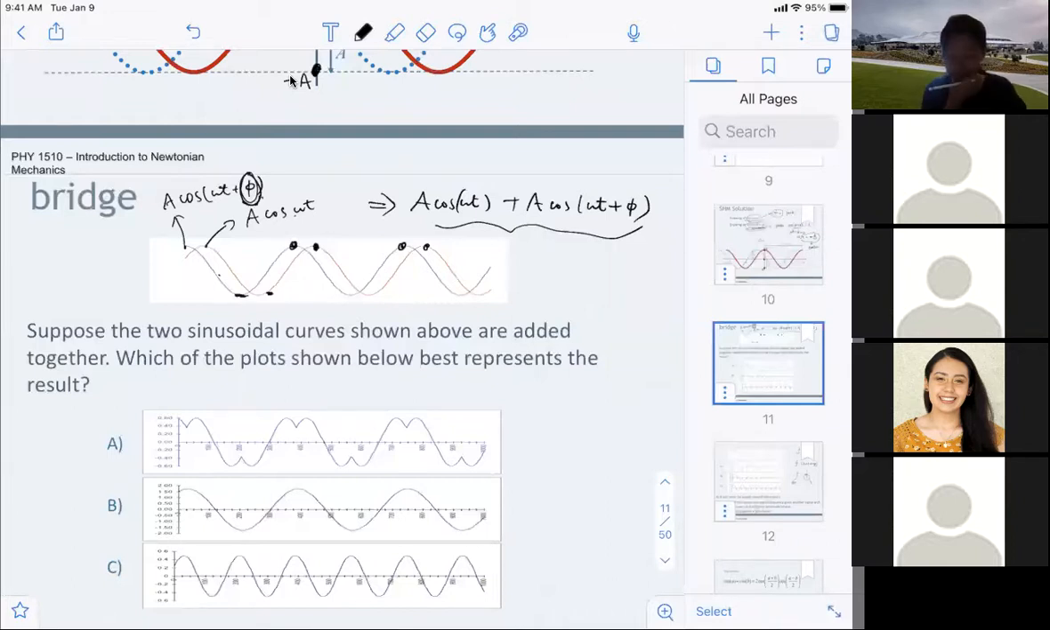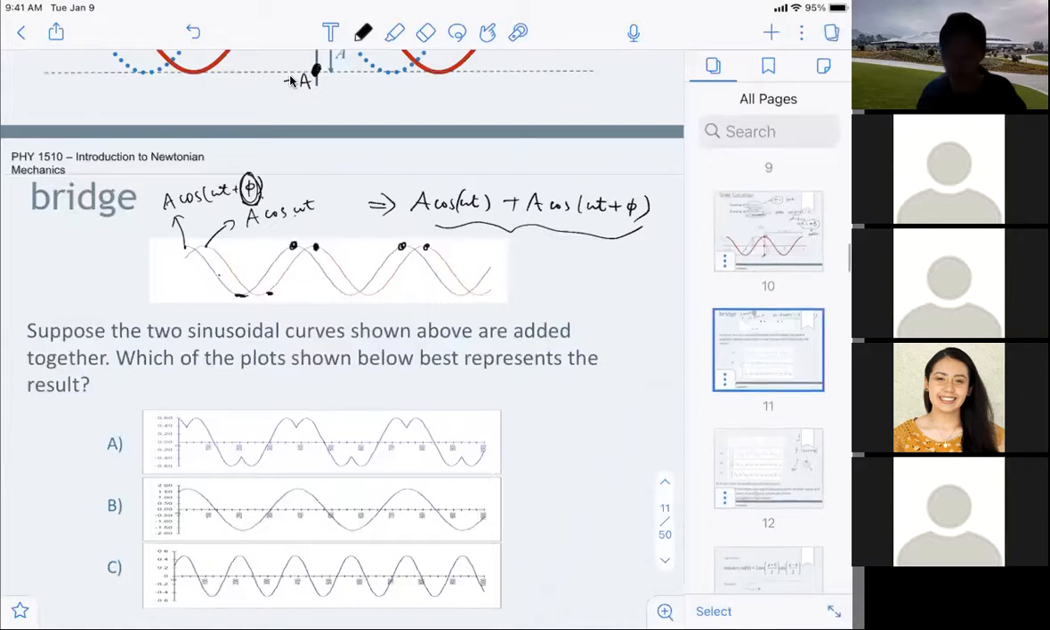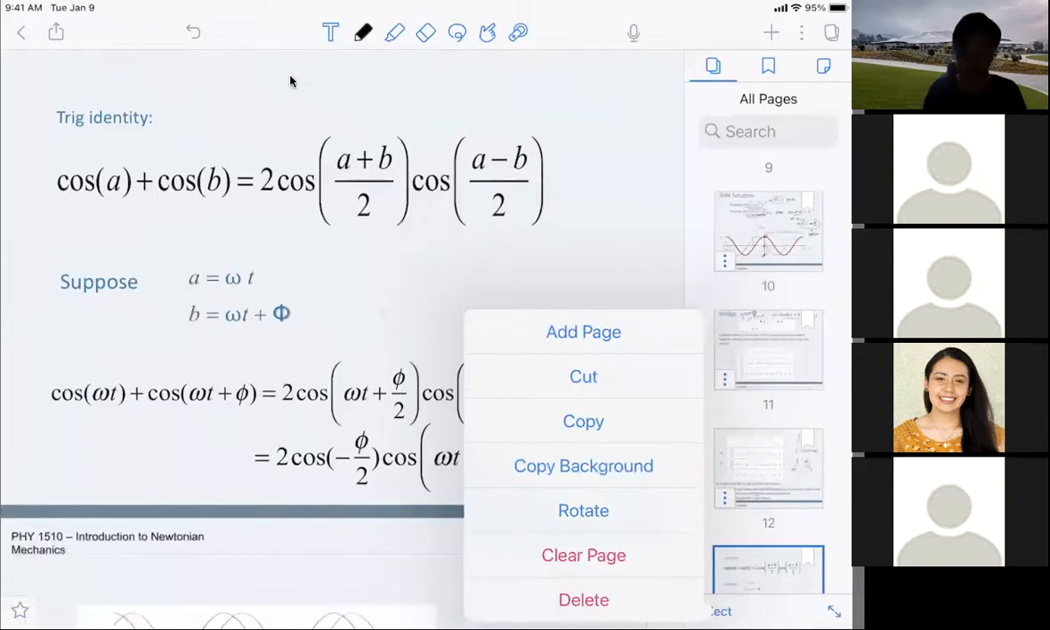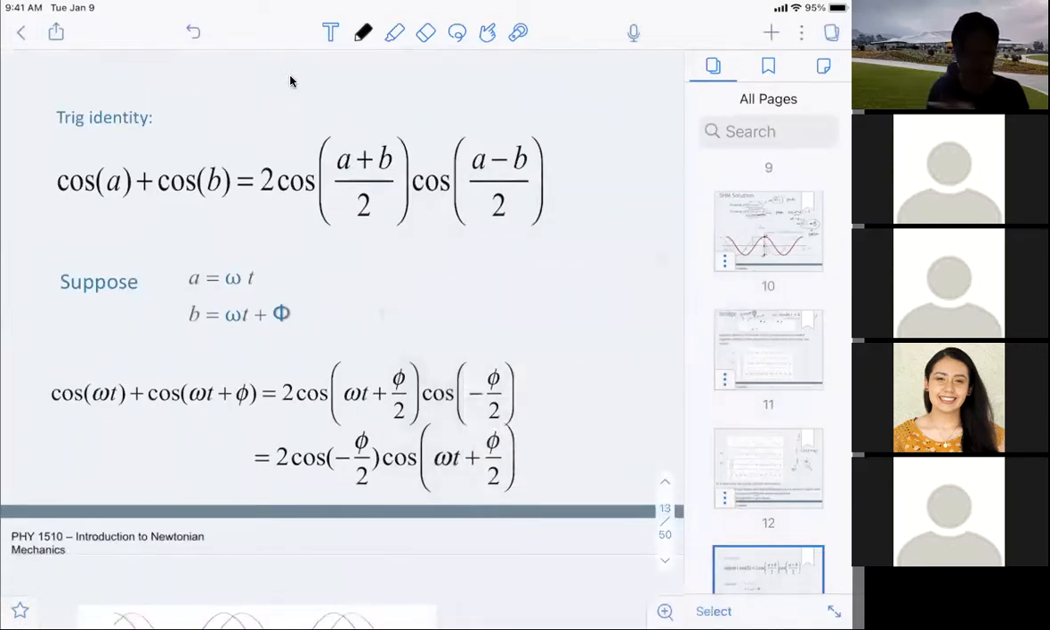Okay, so let's try to add them together. Here we would use a trig identity that looks like this. So what kind of trig identity do we need? We are adding a cosine function onto another cosine function. So we look it up with a reference or look up our math knowledge. We see this trig identity is telling me cosine A plus cosine B is 2 cosine of (A plus B) over 2 times cosine of (A minus B) over 2. Now I can use this identity.